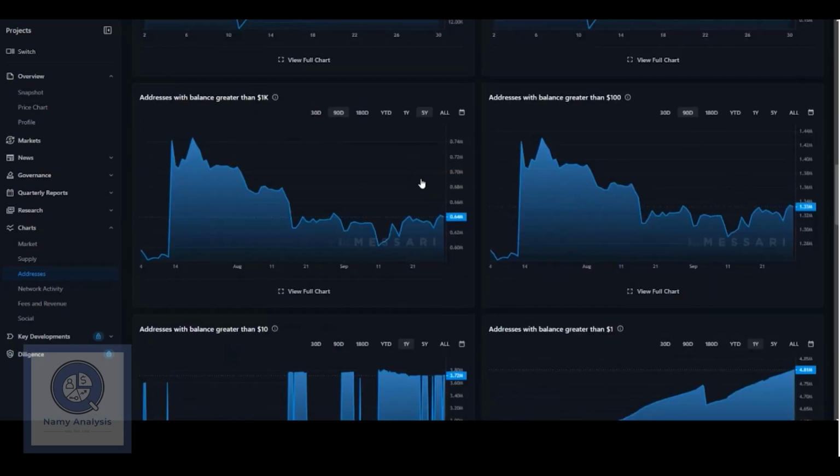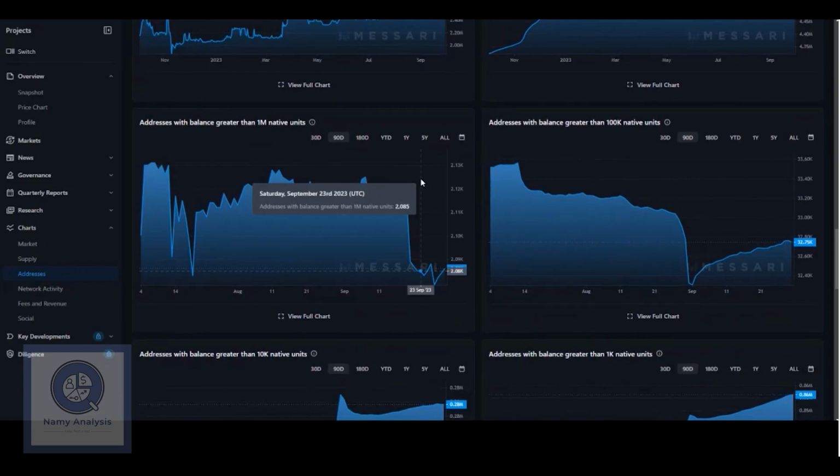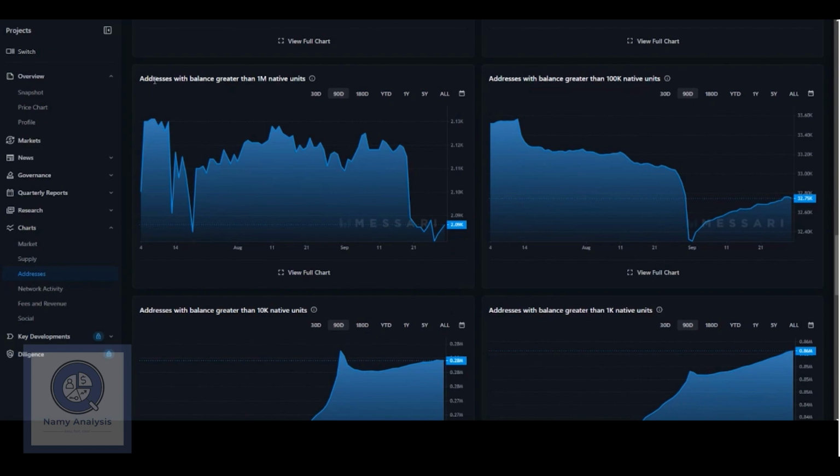On the other hand, if we check supply and demand, I prefer to check native tokens. Now, if we check addresses with more than 1 million XRP, we see there wasn't any movement, there was a decrease, and now in the past 3 days there was a little increase, which doesn't look so good. It shows the big players didn't buy any. But addresses with more than 100k native tokens are gradually increasing, which looks fine.